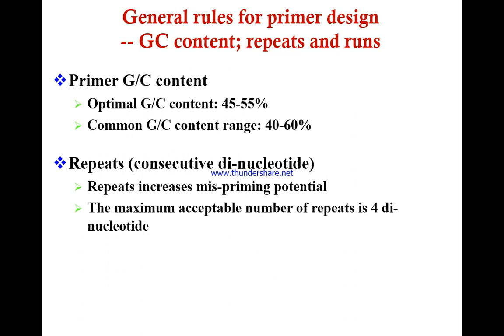General rules for primer design: GC content, repeats and runs. Primer GC content, optimal GC content is 45 to 55%. Common GC content range is 40 to 60%. Repeats, consecutive dinucleotide repeats increase mispriming potential. The maximum acceptable number of repeats is 4 dinucleotides only.